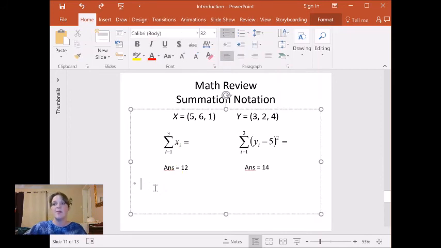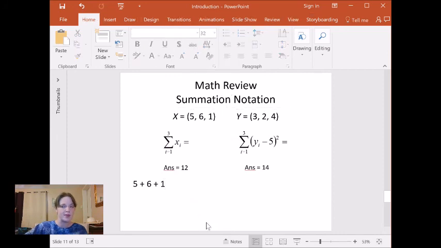The uppercase Greek letter sigma is telling you to take 5 and add it to 6 and then add it to 1. And what is 5 plus 6 plus 1? Well, 5 plus 6 plus 1 is 12. And now you're thinking to yourself, well, why didn't I just write 5 plus 6 plus 1? Why do I need this crazy thing called the uppercase Greek letter sigma, which is a fancy way to add things up?